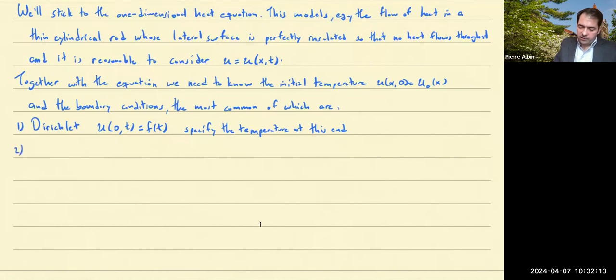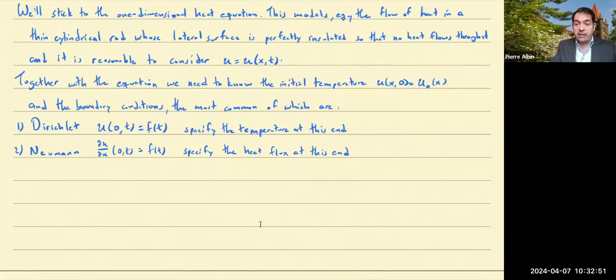Okay. Second type of boundary condition, which we'll also be considering a lot, is Neumann. So this is when you specify the derivative of u with respect to x at an endpoint. So you can think about this as specifying the heat flux at this end. So for example, you can think of this as saying that an end is insulated so that there's no heat flux, right? That would correspond to the Neumann condition with F equal to zero.